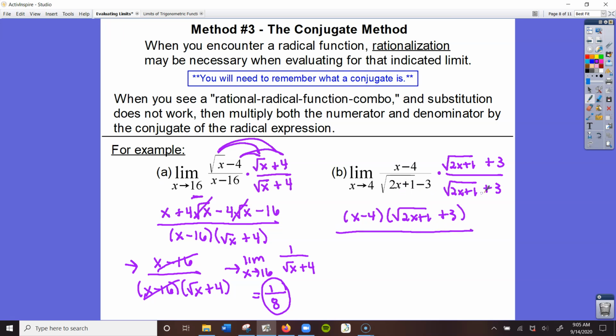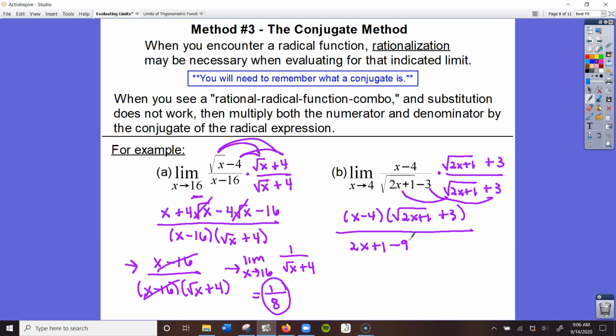And now remember, because these are conjugates, those middle terms cancel out. So if you wanted to take a shortcut, you can multiply the first terms and then multiply the last terms. The square root of 2x plus 1 times itself is just 2x plus 1. And see, if I were to FOIL, I would have a positive 3 square root of 2x plus 1 with a negative 3 square root of 2x plus 1, which cancels. And so then all I would have to multiply left is the negative 3 times 3, which is minus 9.